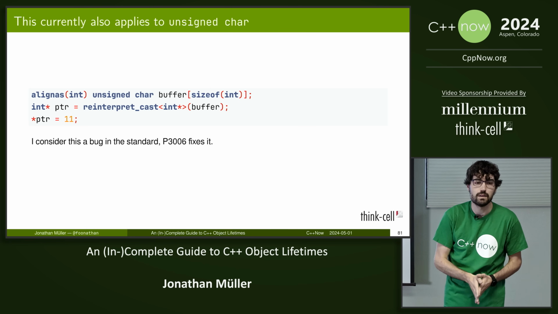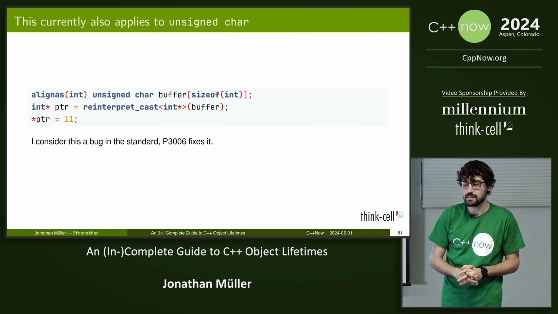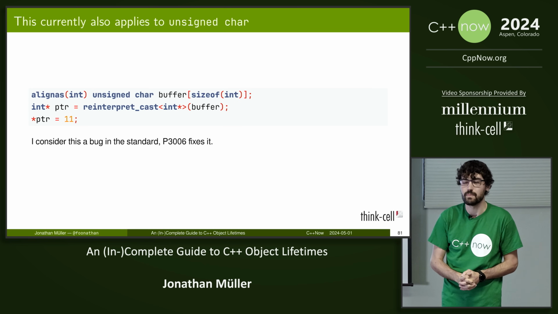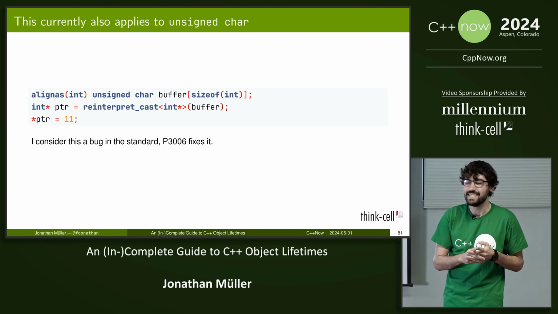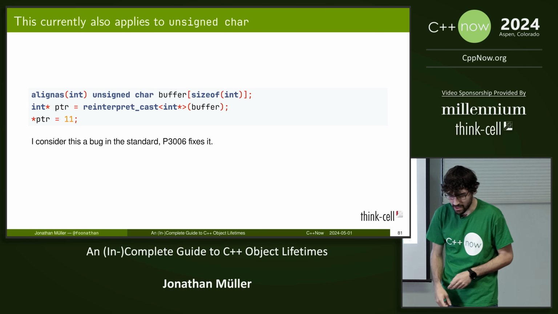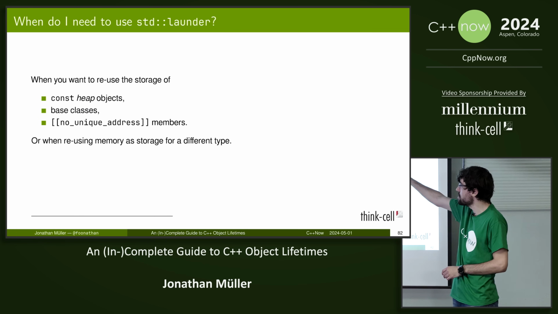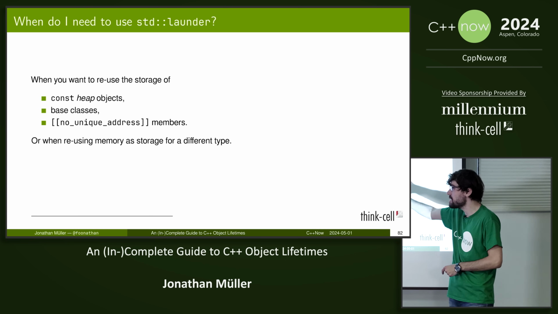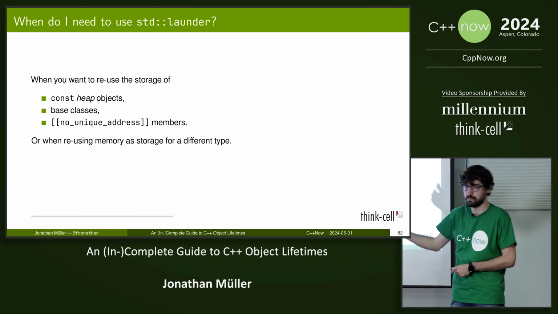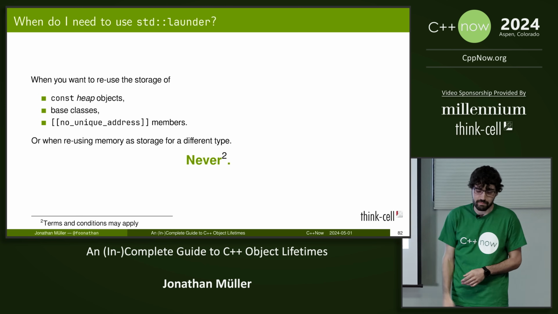Yes? I'd like to add one thing, which is that u in the pointer t has no provenance. Yeah, I don't get into that in this talk. So when you use launder, you use the storage of const heap objects, base classes, or non-unique address objects, or when you reuse memory as storage of a different type. So in other words, still never, but some terms and conditions may apply.